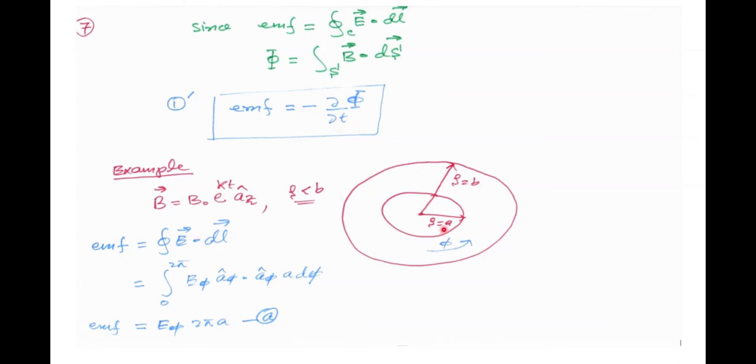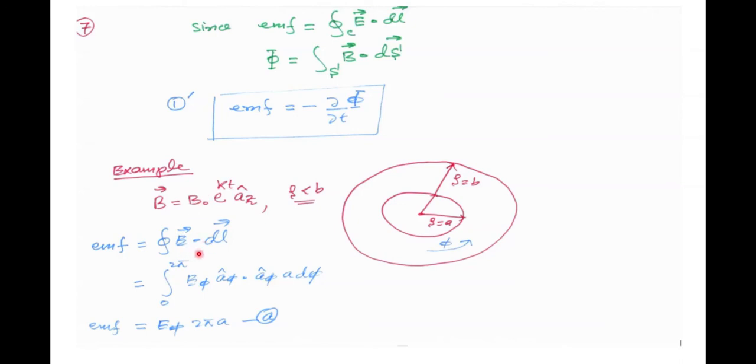Now let us assume that the magnetic flux density is exponentially increasing in a cylindrical region defined by rho less than b in the z direction, and the magnetic flux density is exponentially increasing with respect to time. So how do we use equation number 1 prime to obtain the electric field in terms of the magnetic flux density?